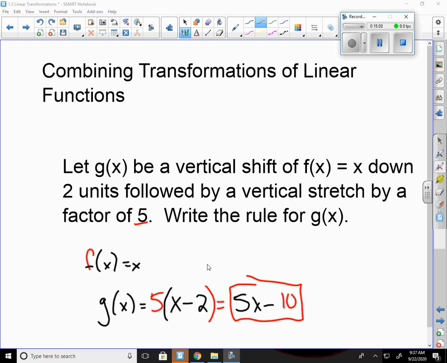If I had done it in the reverse order, you'll see how it messes it up. If I'd started with a vertical stretch, that would give me 5x, and then done minus 2 to go down 2 units. That is not correct because I did it in the wrong order. Make sure you're doing it in the order that it tells you to.